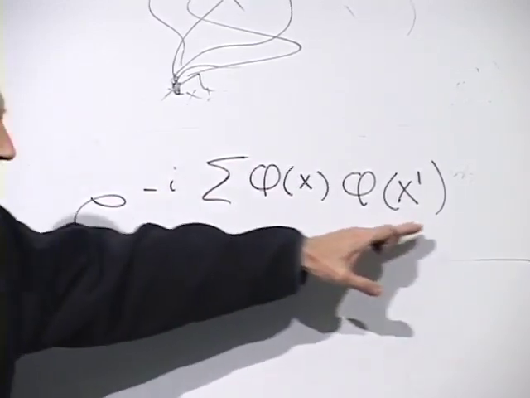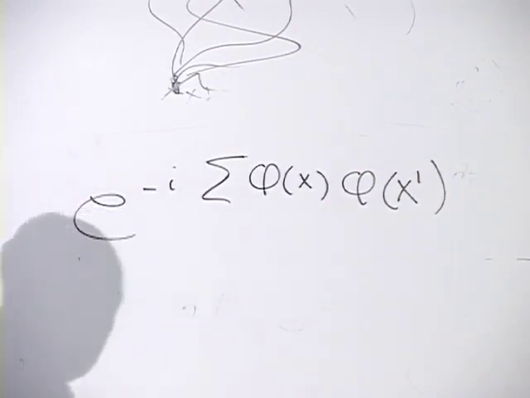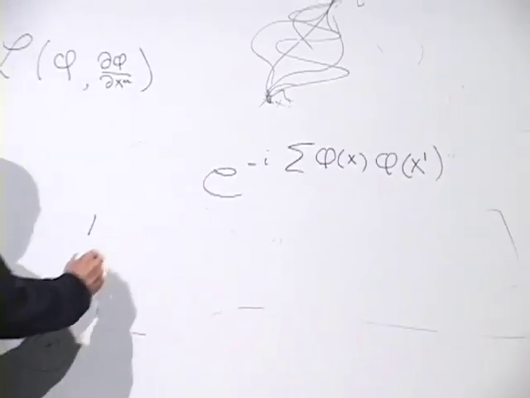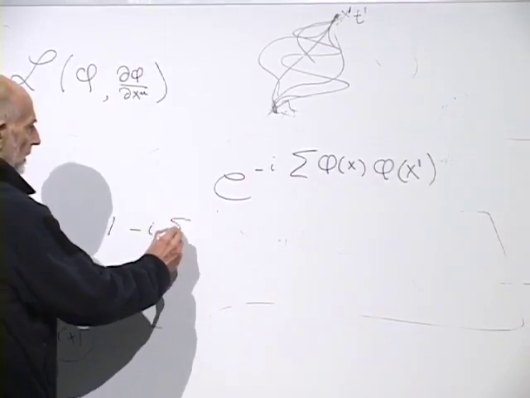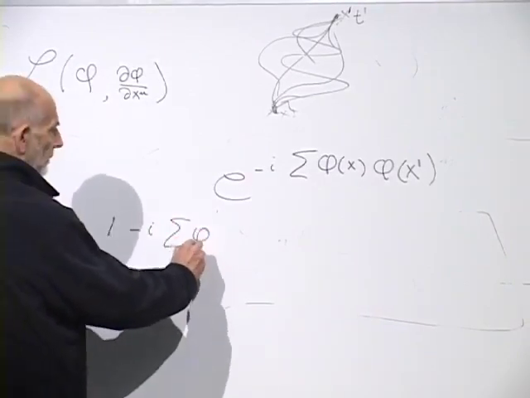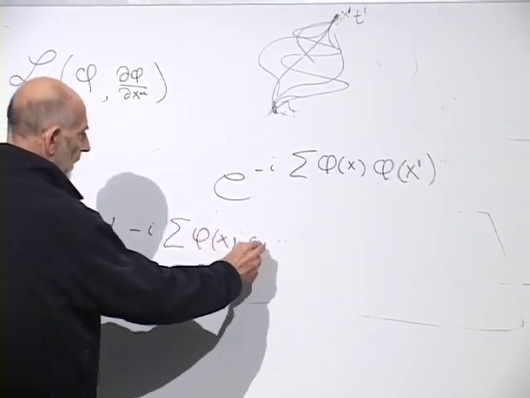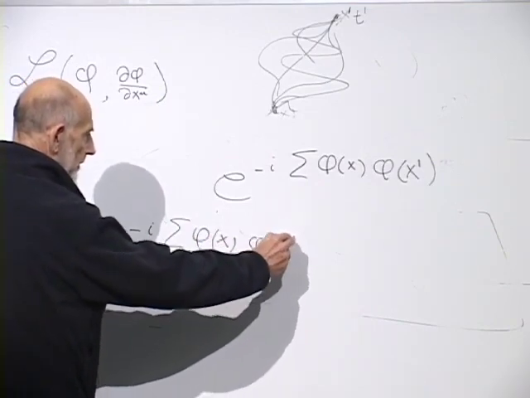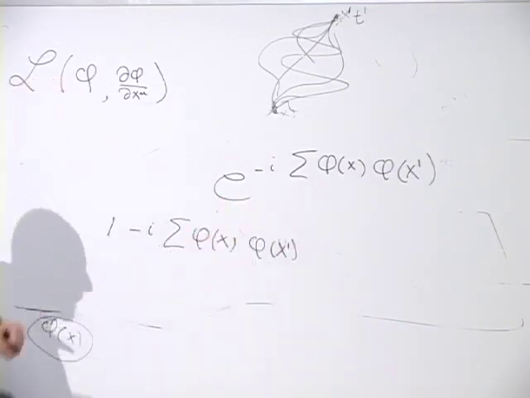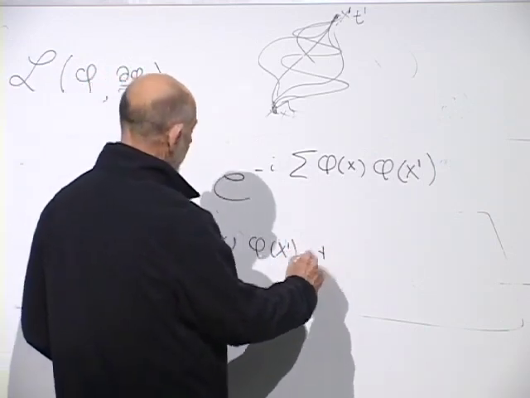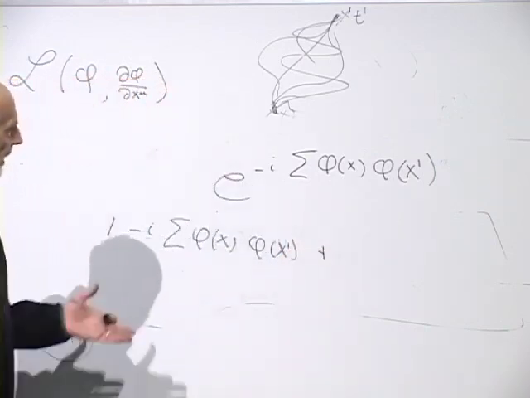And now we can expand out this exponential. Let's see what's there. There's 1 minus i times the sum of phi of x phi of x prime. And then things like, let's see, what's the next term?